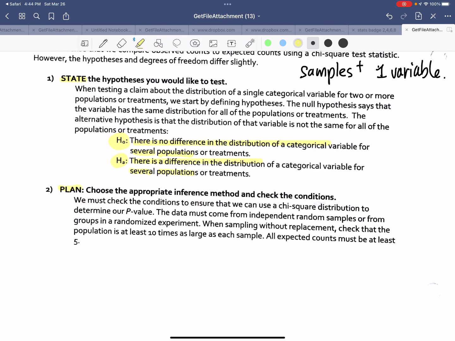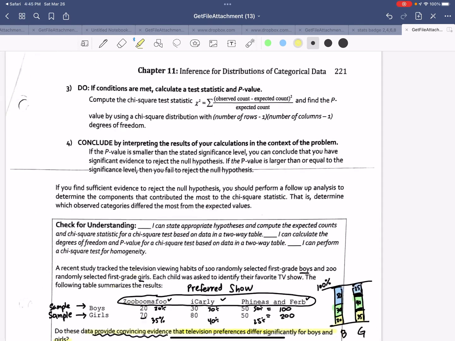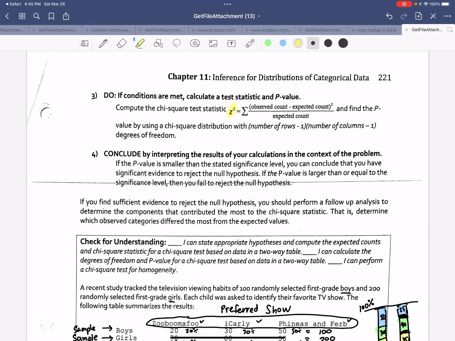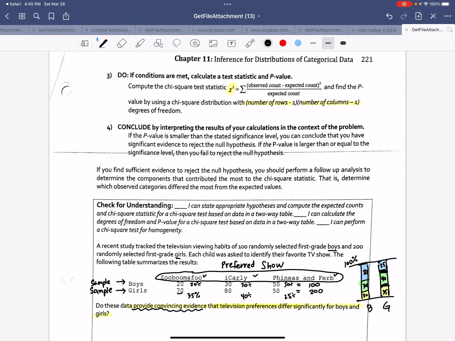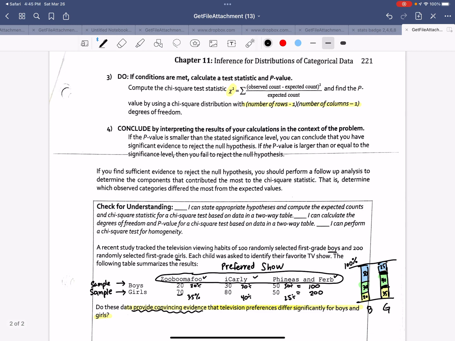Plan: it looks like we have the exact same thing. We're sampling without replacement, so check the 10% condition, expected counts at least 5, and we want to make sure that the samples are random and independent from one another. Do: the do is exactly the same, although our calculator will find our degrees of freedom. So here's our formula for the degrees of freedom: number of rows minus 1 times number of columns minus 1. Now our calculator will calculate this for us.